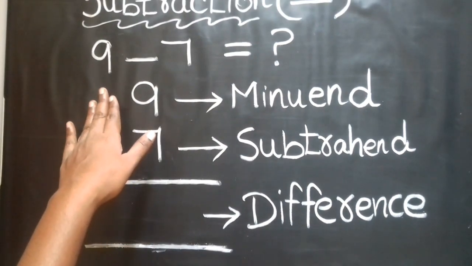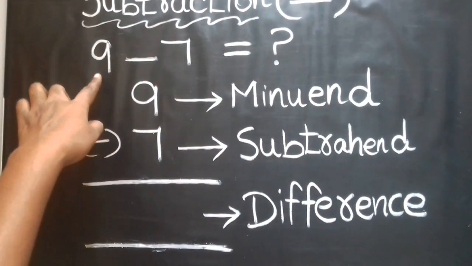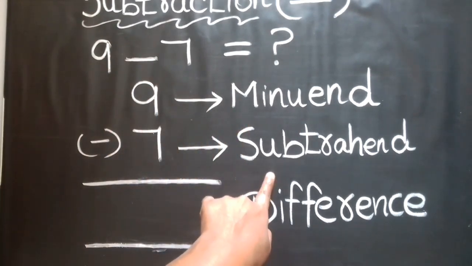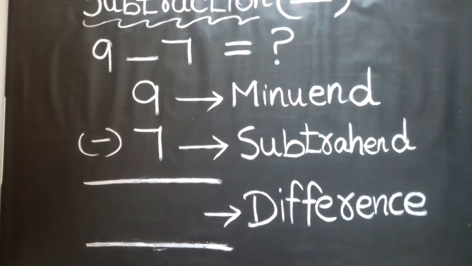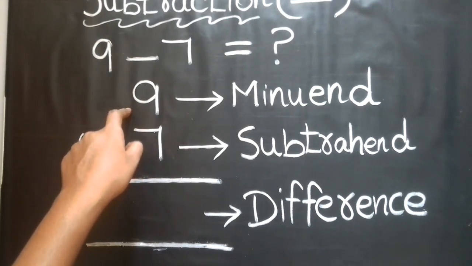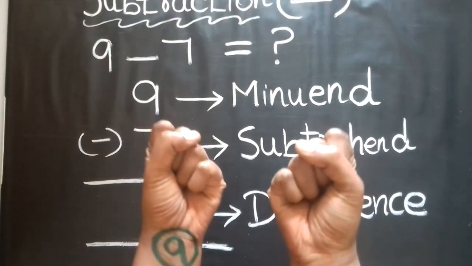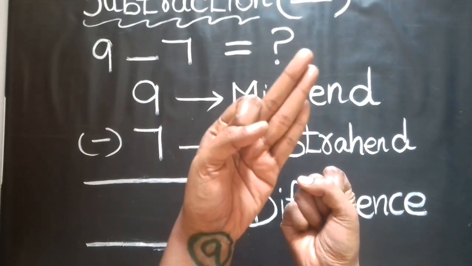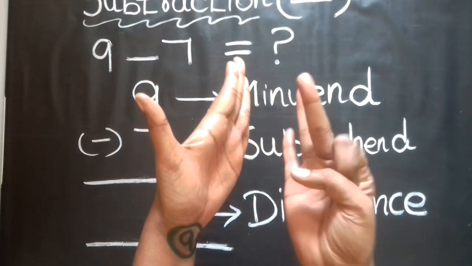Now we are going to calculate what is 9 minus 7. The top number, that is the very first number, is minuend. The second number is subtrahend. We are going to find the difference between 9 and 7. So as I said, we always need to start with the top number, which is minuend. We have number 9, which means you need to pull out 9 fingers now. 1, 2, 3, 4, 5, 6, 7, 8, 9.